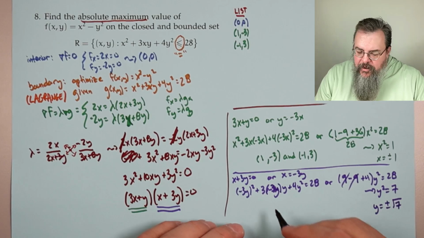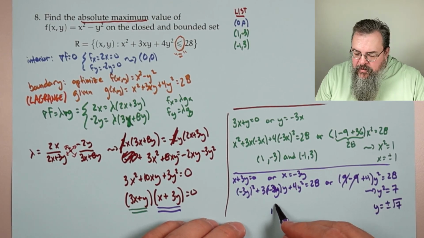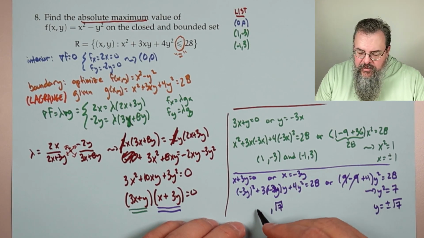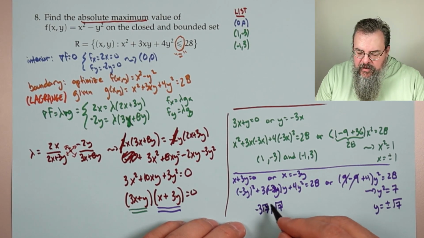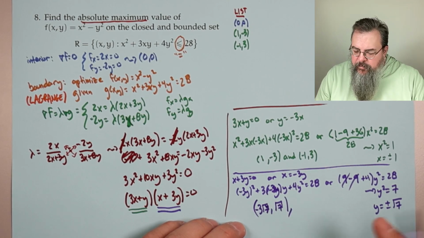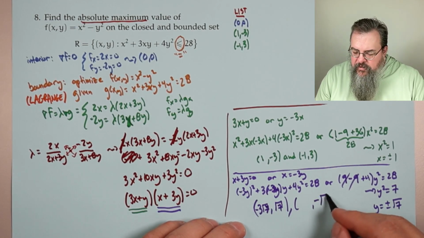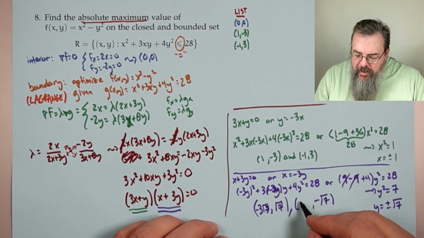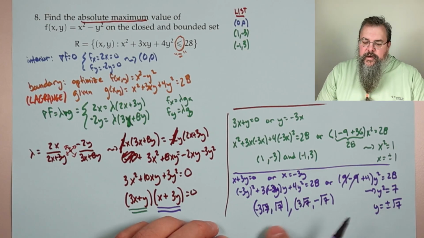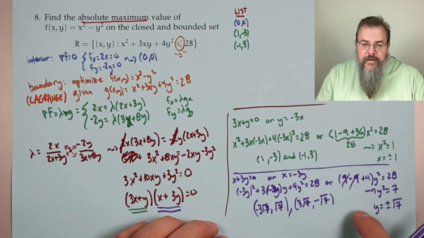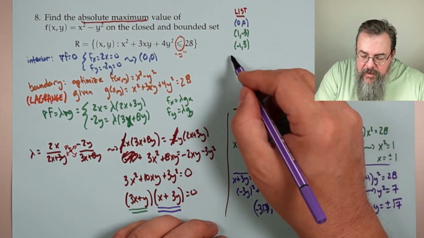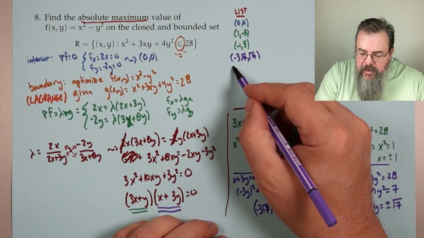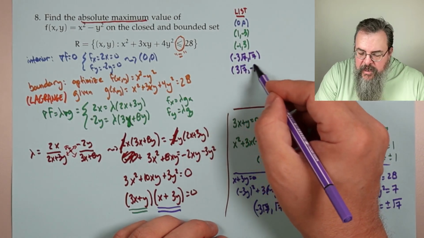Okay, so if y is plus the square root of 7, what's x? Minus 3 times that, so minus 3 root 7. And if y is minus root 7, what's x? Minus 3 times minus root 7, which would be positive 3 root 7. So those are 2 points coming from this other possible constraint. So we have minus 3 root 7, comma root 7, and then we have positive 3 root 7, negative root 7.